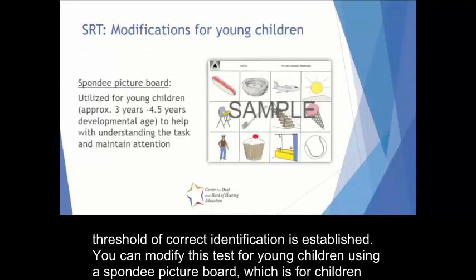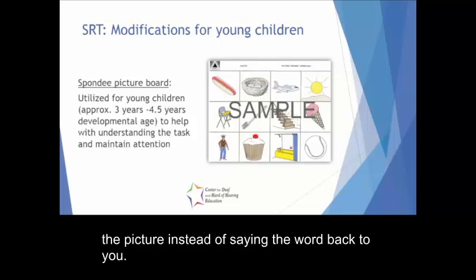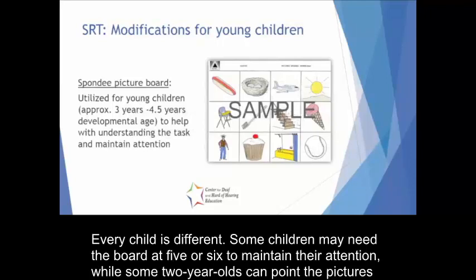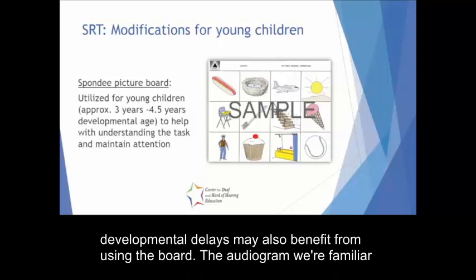You can modify this test for young children using a spondee picture board, which is for children approximately 3 to 4.5 years developmental age, where the child can point to the picture instead of saying the word back to you. Every child is different. Some children may need the board at 5 or 6 to maintain their attention, while some 2-year-olds can point to the pictures with the best of them. It's especially helpful for younger children or children with articulation concerns. Older children and adults with developmental delays may also benefit from using the board.